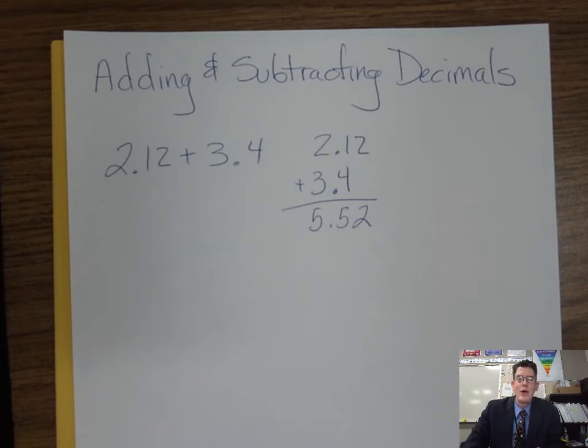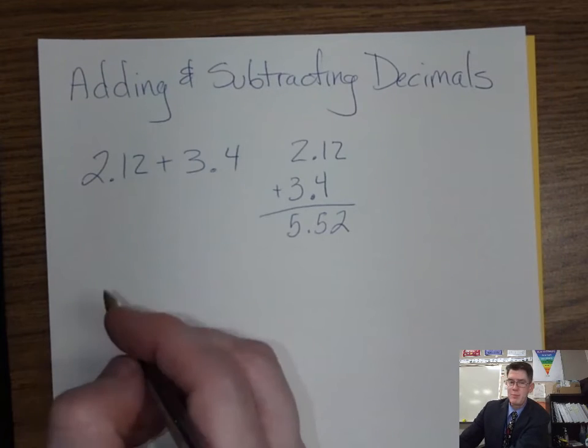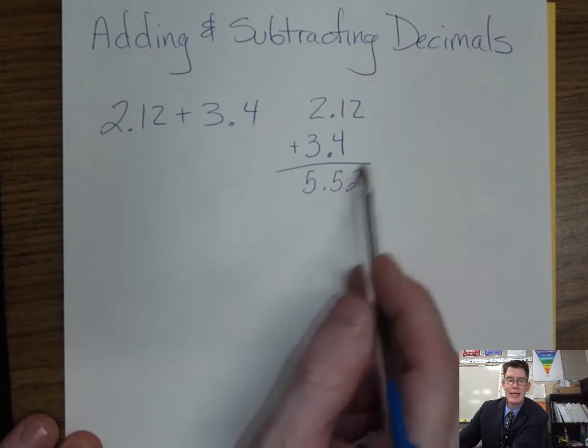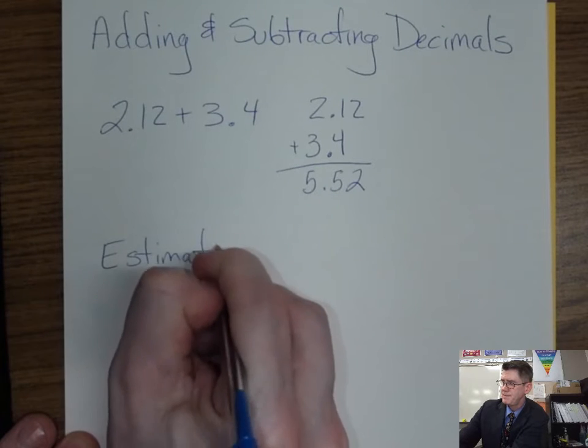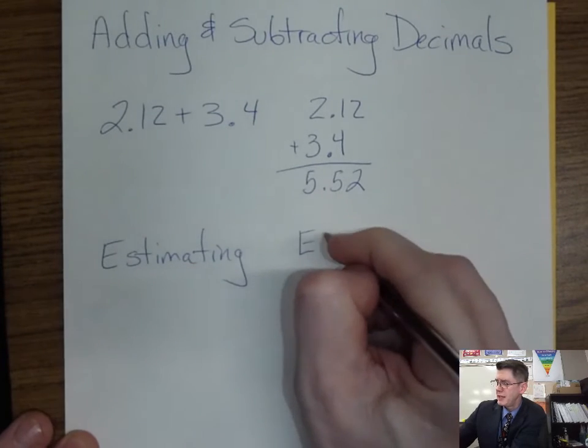We're going to go a little higher order thinking than that today, but the principle, the concept of adding decimals is still the same. Now we're going to be doing two items instead of adding it like that. We're going to be estimating, and then we're going to be getting the exact answer.